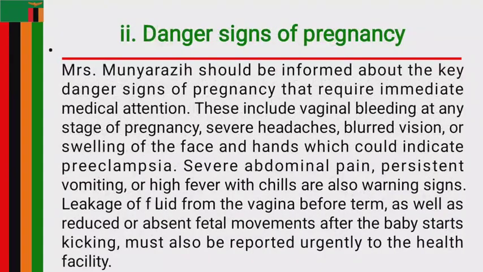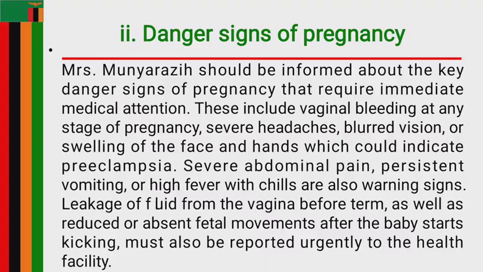The next one said danger signs of pregnancy. During this heading, you can give IEC to Mrs. Manyarazi such that she should be informed about the key danger signs of pregnancy that require immediate medical attention, and these may include vaginal bleeding at any stage of pregnancy, severe headache, blurred vision, or swelling of the face and hands, which may indicate preeclampsia.